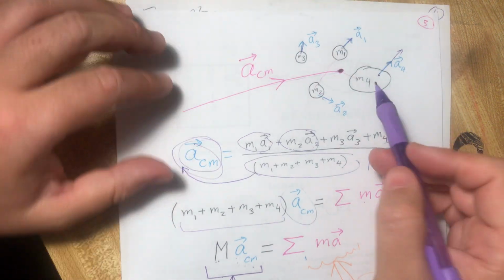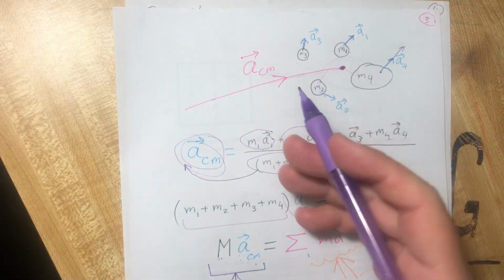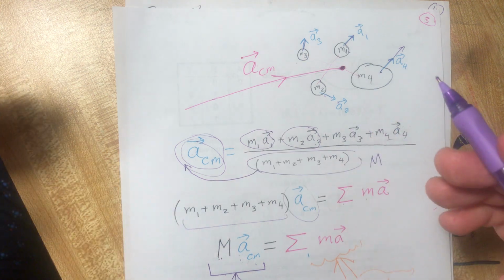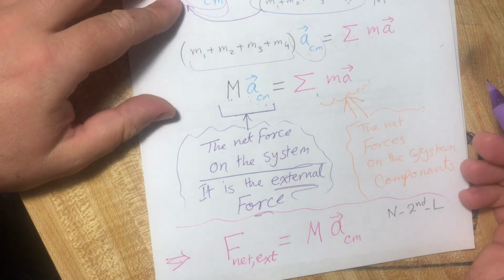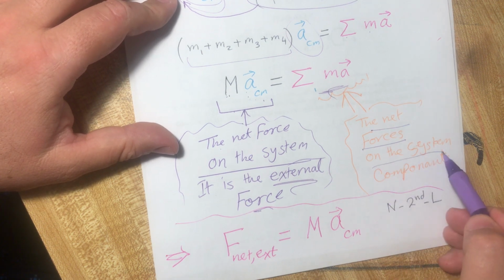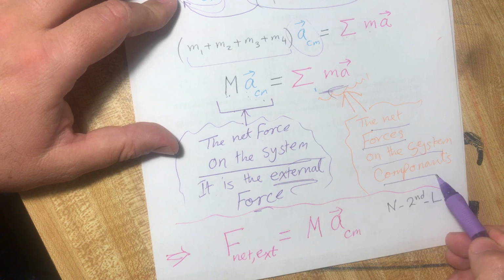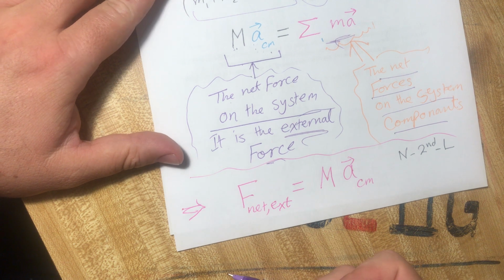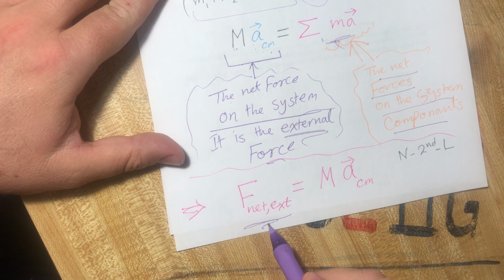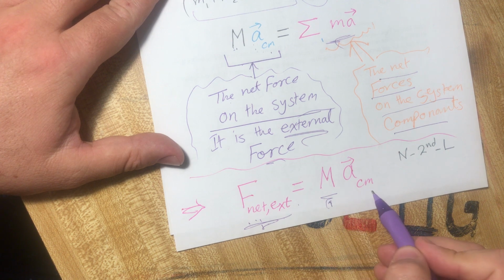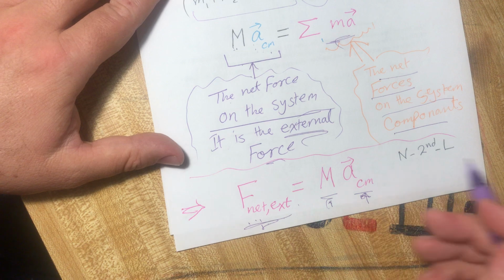We have these four asteroids. All of them are under the gravity of the sun, for example. So all of them will have a center of mass acceleration. And these terms, the summation, are the net forces on the system components. Okay? So we can understand that the external net force is equal to the total mass of the system bodies multiplied by the acceleration of this system.